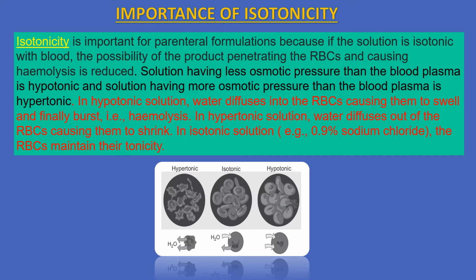In hypotonic solution, water diffuses into the RBC causing them to swell and finally burst, for example, hemolysis. In a hypertonic solution, water diffuses out of the RBCs, causing them to shrink. In isotonic solution, for example, 0.9% sodium chloride, the RBCs maintain their tonicity. You can see that also in the figure given below.